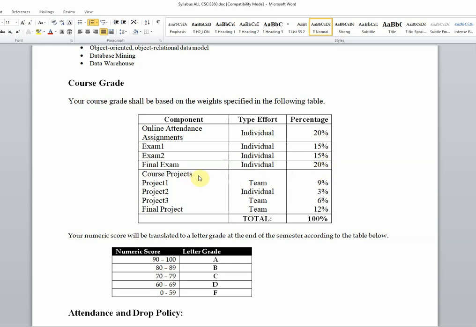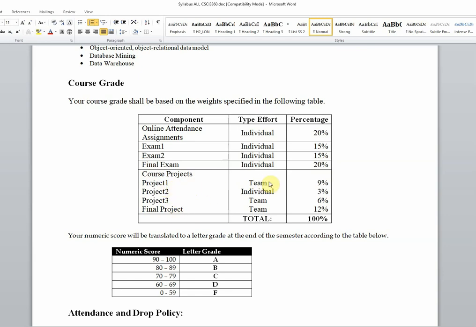This class will have projects, and the projects are team projects. And more importantly, they are semester-long projects. So every project is related to one another. Therefore, what I have designed for this class has 4 projects.